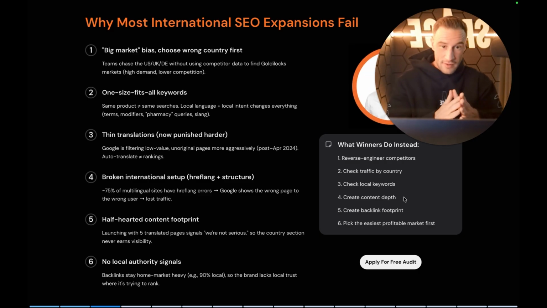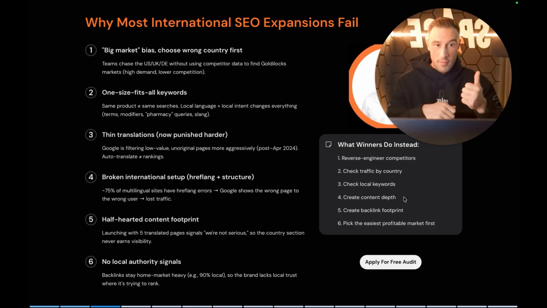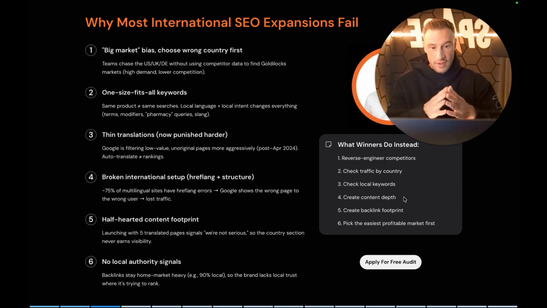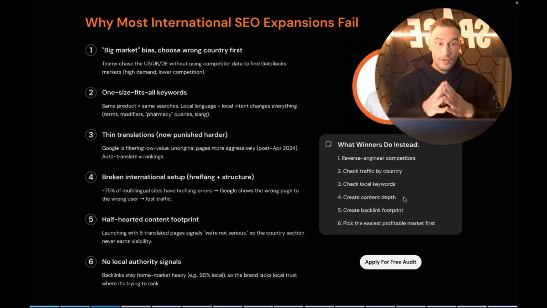And the last thing that goes wrong a lot of times is having no local authority signals. So no local backlinks, so German backlinks for the German website, French backlinks for the French website, having citations in all these countries, so being mentioned in local business directories, doing PR locally. Having no presence there with backlinks is just going to work a bit, but it's never going to have the maximum effect, because local players do have this, so you need to align with this as well. You need to have these local signals.